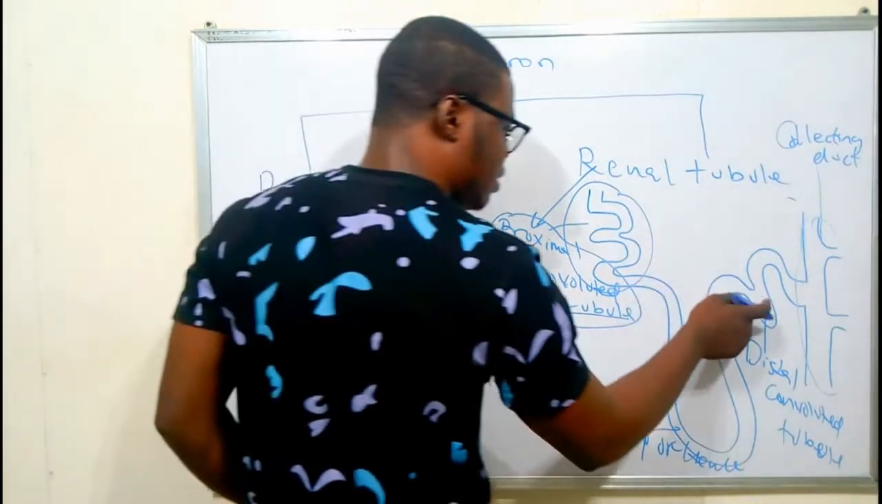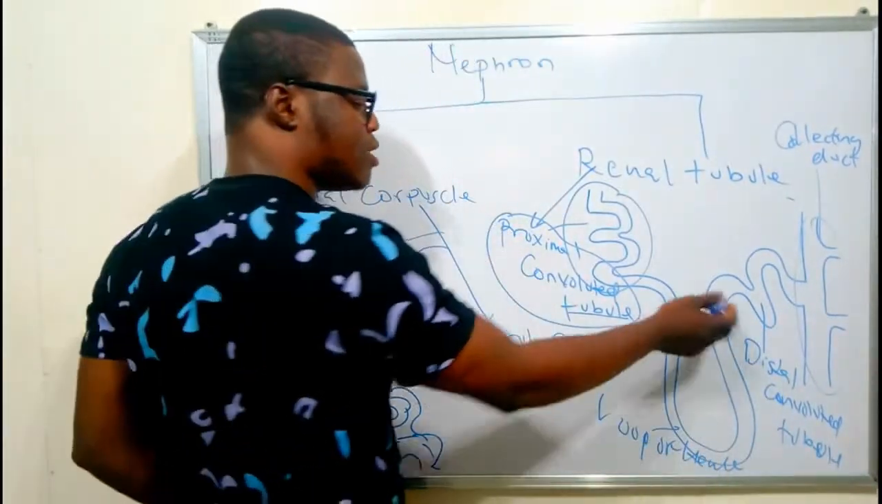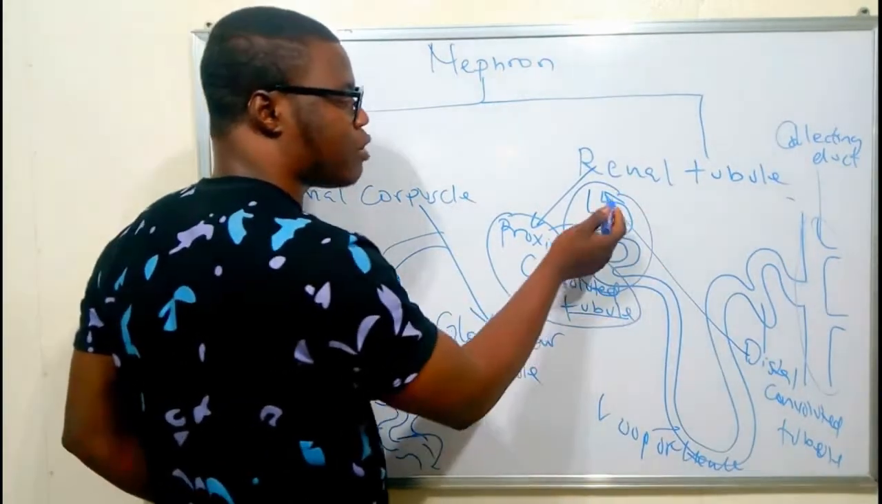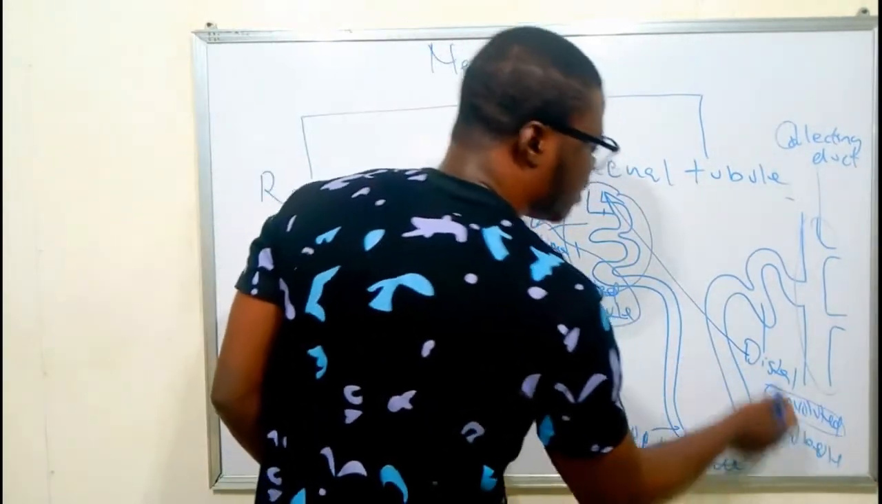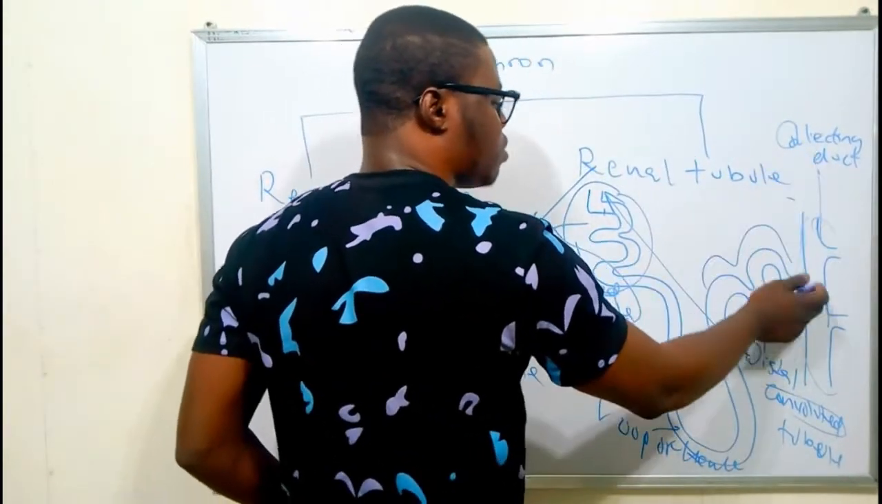So the next one is the distal convoluted tubule. It is called distal because it is farther away, far away from the point of attachment. And it is called convoluted because it is coiled. And then lastly, we have the collecting duct right here.